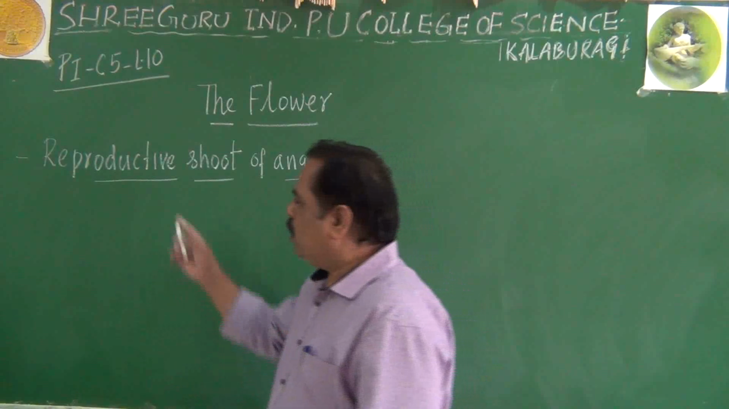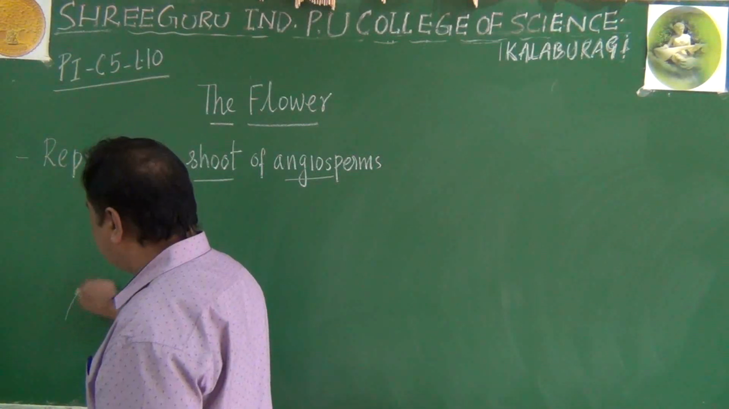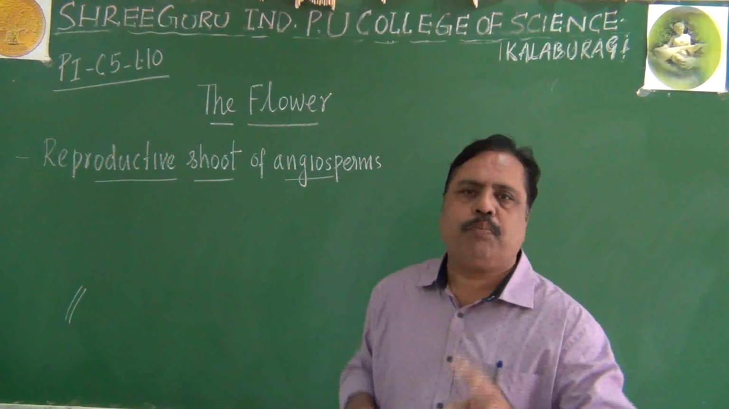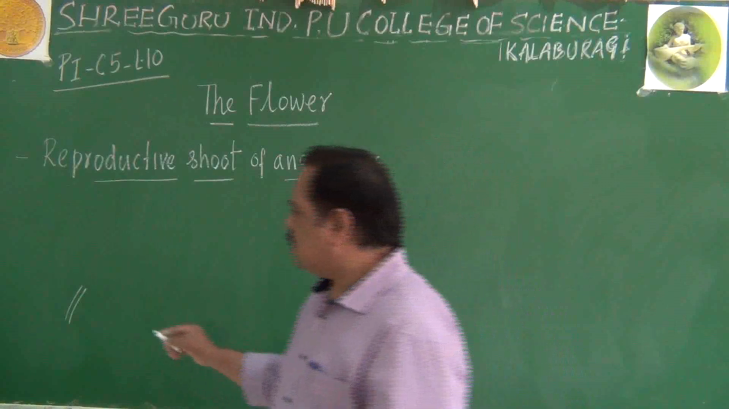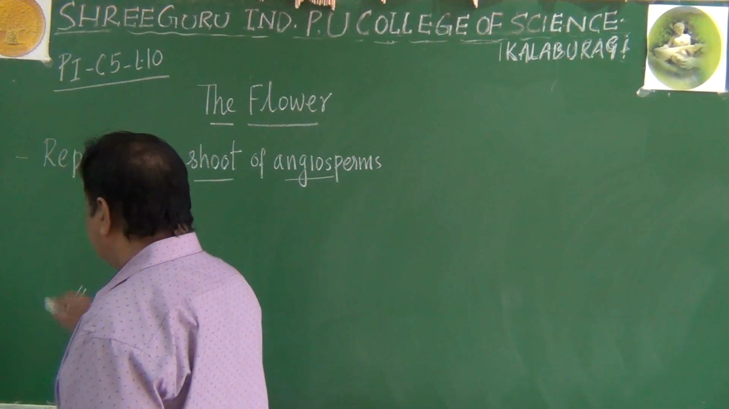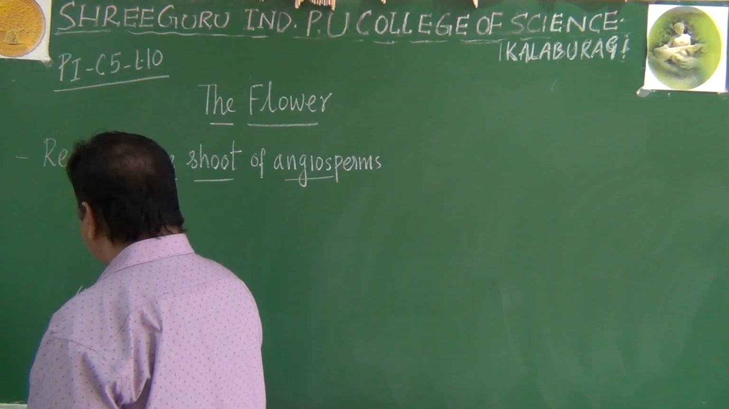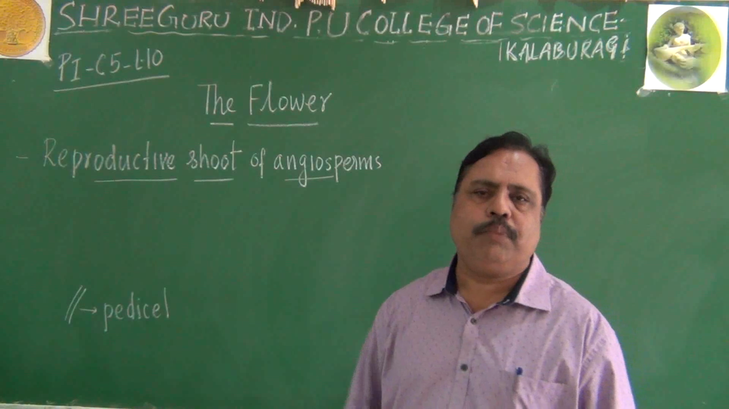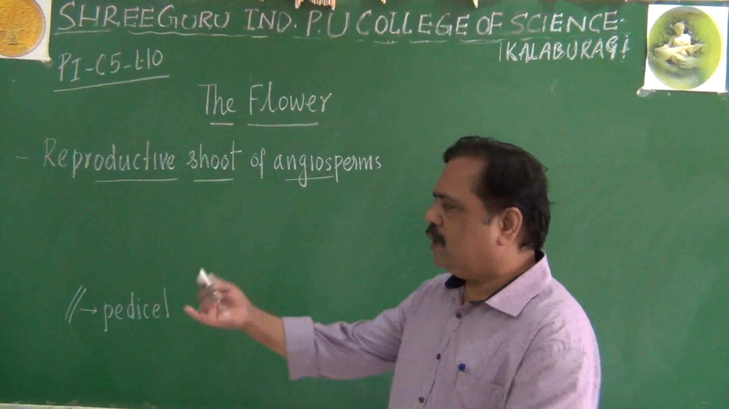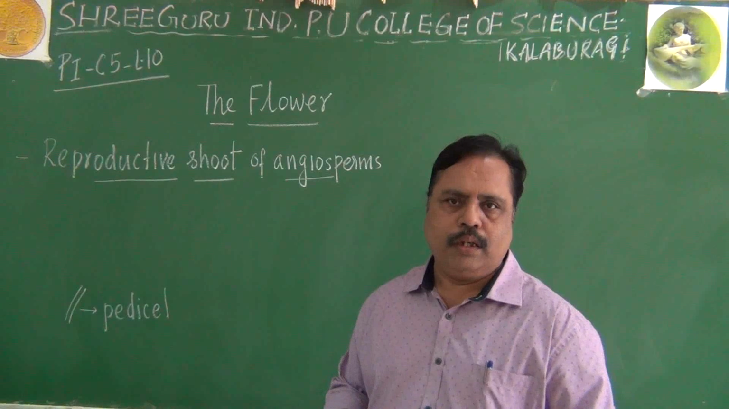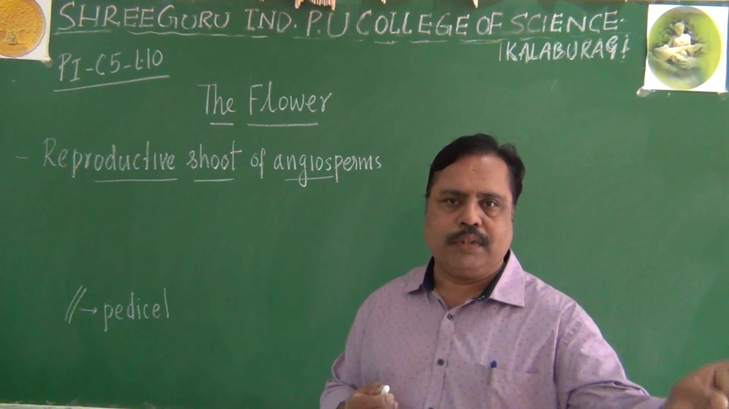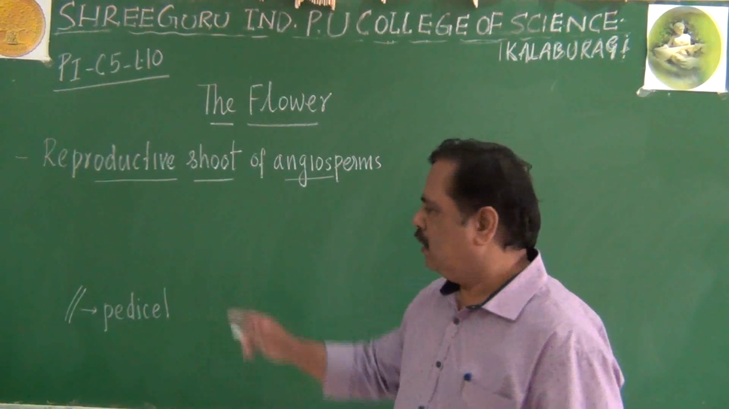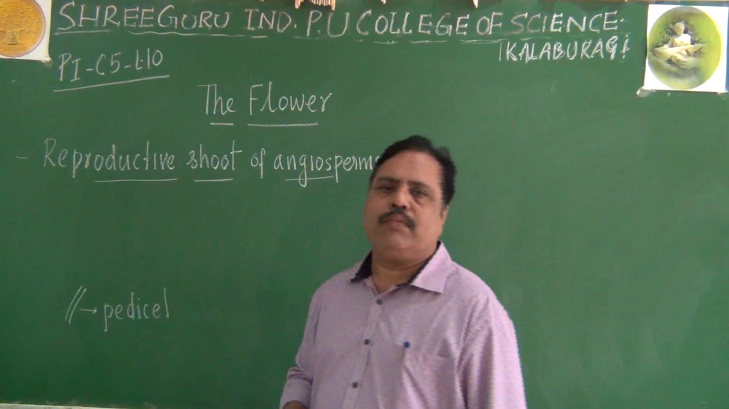Now remember, if you take any typical flower, it has got 4 major parts in it. There is a stalk of the flower present here. It is known as pedicel. I am introducing a new word called pedicel. Already we have seen petiole and peduncle. Petiole is what? Stalk of the leaf. Peduncle is what? Stalk of an inflorescence. Whereas pedicel is the stalk of a flower.